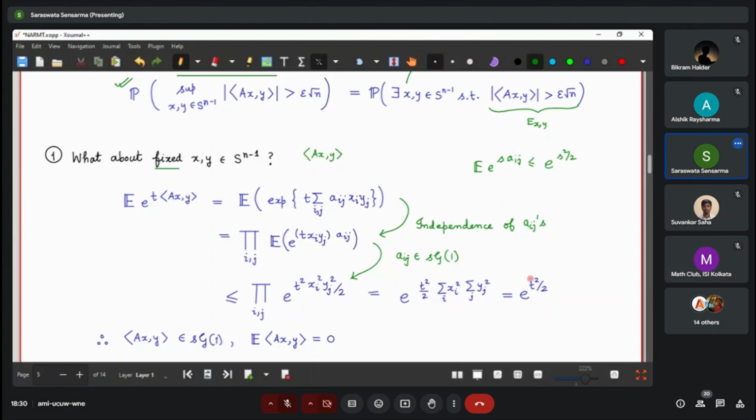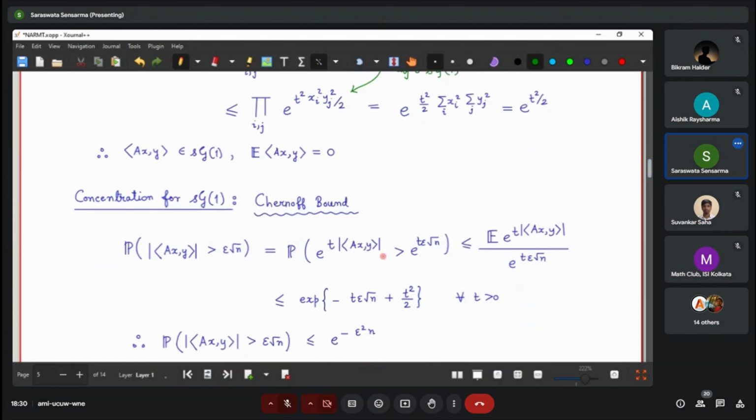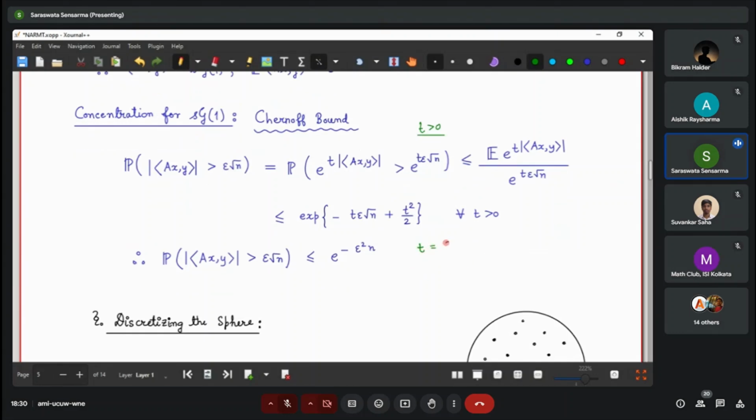So sums, sub-Gaussian random variables, and independence: these three are like a golden pair. They work very well together. That gives us that this random variable Axy is also sub-Gaussian with parameter 1, and it is of course centered. So now we have everything to go for a Chernoff bound. The Chernoff bound simply looks like this. As usual, we raise it to e to the t times something like this, for some positive t, which we will later optimize, and then we use the bound to get this. I take t to be epsilon root n here, which will optimize the result to give us this.